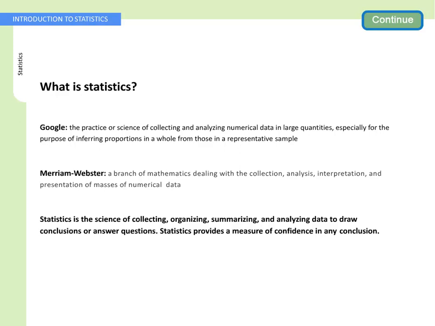Google states that statistics is the practice or science of collecting and analyzing numerical data in large quantities, especially for the purpose of inferring proportions in a whole from those in a representative sample. Merriam-Webster states that statistics is a branch of mathematics dealing with the collection, analysis, interpretation, and presentation of masses of numerical data. I can summarize that statistics is the science of collecting, organizing, summarizing, and analyzing data to draw conclusions or answer questions. Statistics also provides a measure of confidence in any conclusion.